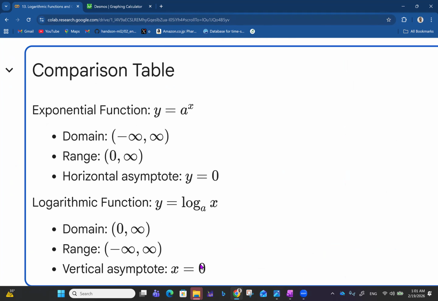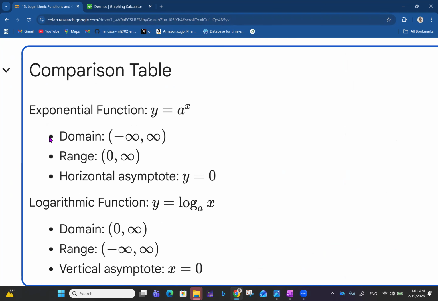Okay. So comparison table now. For the exponential function, y is equal to a raised to x, the domain is x values can range from minus infinity to infinity, but the y value ranges from 0 to infinity. And the horizontal asymptote is y equals 0. Whereas for the logarithmic function, you have y equals log x to base a. So you see, there's a flip because they are inverses. The domain for exponents becomes the range for logarithms, and the range for exponents becomes the domain for logarithms. The horizontal asymptote is y equals 0 for exponents, but for logarithms, you have a vertical asymptote x equals 0. So you can see that they are actually inverses.